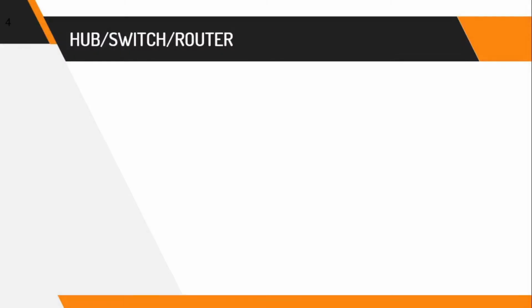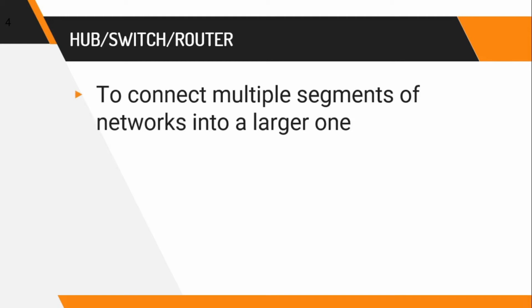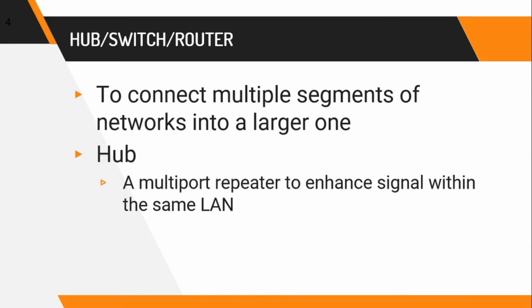Hub, switch, and router: to connect multiple segments of networks into a larger one. Hub: a multi-port repeater to enhance signal within the same LAN. A network hub is a device that allows multiple computers to communicate with each other over a network. It has several Ethernet ports that are used to connect two or more network devices together.